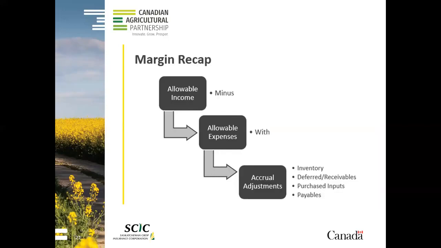So to recap margin, we look at the allowable income, we subtract out the allowable expenses, and then we take into consideration any accrual adjustments such as inventory changes, deferrables, receivables, purchased inputs, and payables.